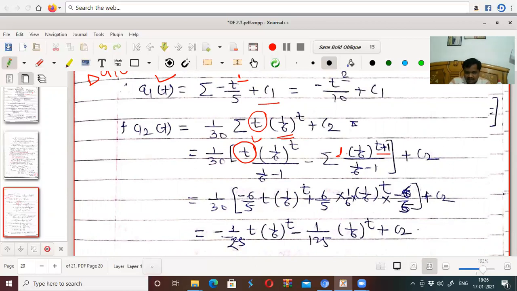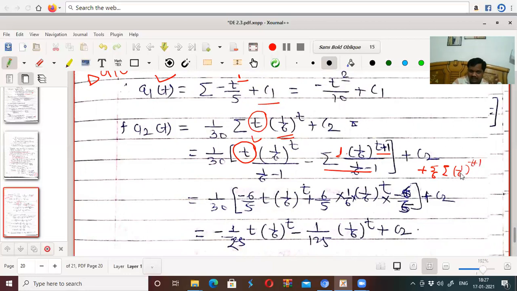This is minus 5 by 6. This will come here minus 6 by 5, and this minus plus 6 by 5 into summation of 1 by 6 to the power t plus 1. Now what about this here? What are you getting here? This is plus 5 by 6 into summation of 1 by 6 to the power t plus 1.